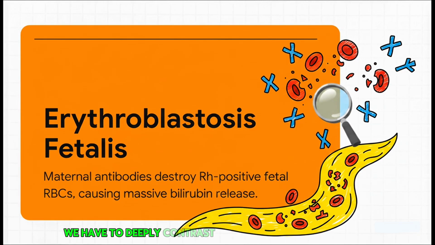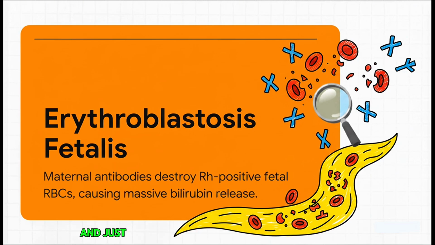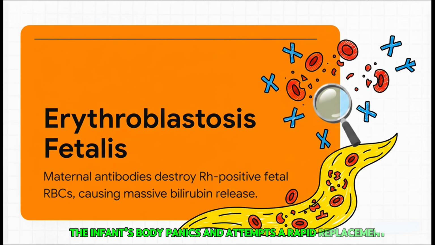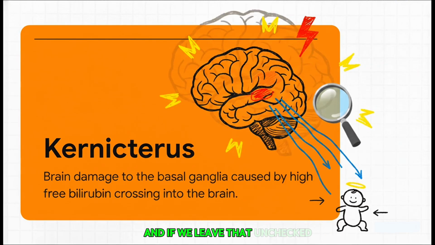However, we have to deeply contrast that normal state with a severe pathological one, erythroblastosis fetalis. This happens due to an Rh factor incompatibility, usually an Rh-negative mother immunized against her Rh-positive fetus. Her antibodies cross the placenta and just mercilessly destroy the fetal red blood cells. The infant's body panics and attempts a rapid replacement, flooding the circulation with immature, nucleated blastic red blood cells, which is where the name comes from. But more importantly for us, this extreme violent hemolysis causes a dangerously massive release of bilirubin. And if we leave that unchecked, it leads to catastrophic neurological consequences.